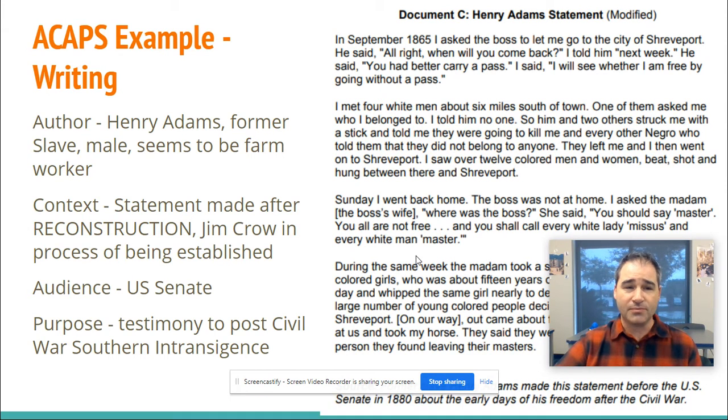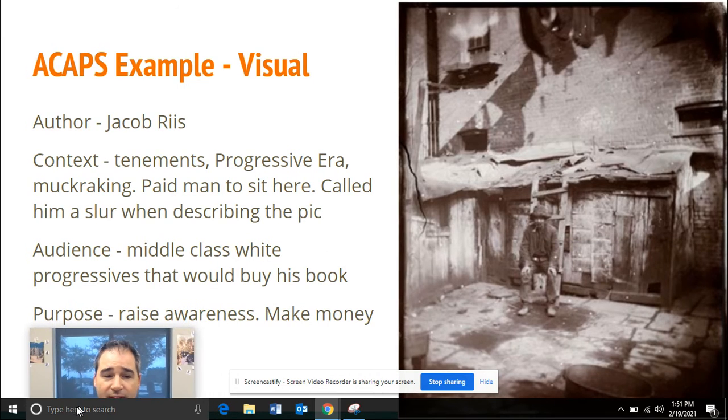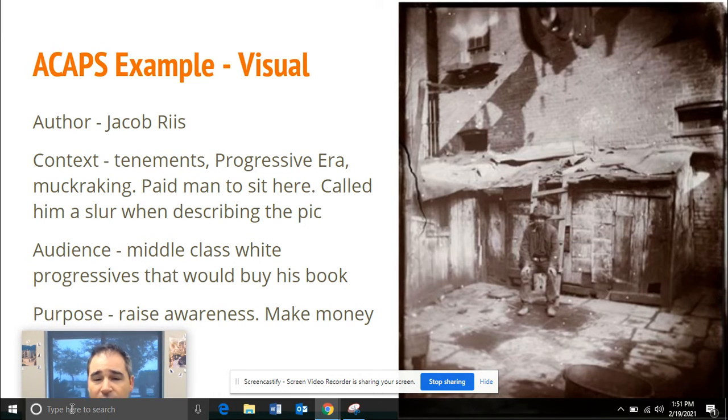A visual example would look something like this. Now this is a picture from probably around 1880, I'm sorry, from probably around 1900. This is a picture by a guy named Jacob Riis. Jacob Riis was creating a visual book, kind of a coffee table book in the Progressive era. And he was trying to make some money off of this. He himself is what we'd call a muckraker. He's a journalist who's trying to highlight some of the different problems of that era.